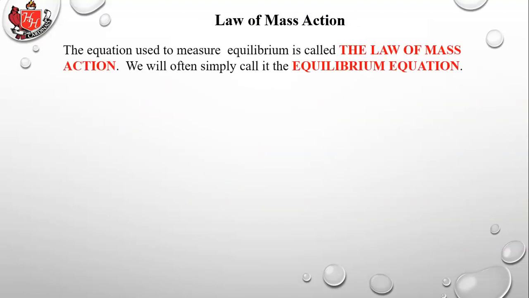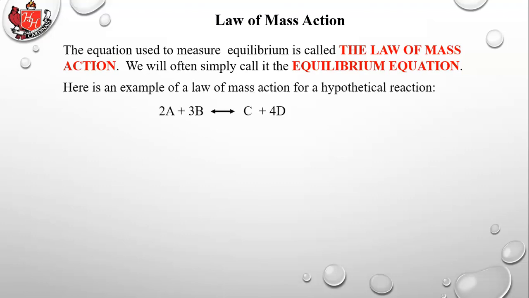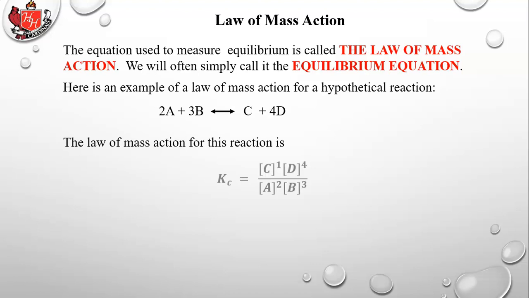The equation used to measure equilibrium is called the law of mass action, and I usually use that term, but sometimes it's just simpler to call it the equilibrium equation. So here's an example of a law of mass action for a hypothetical reaction.